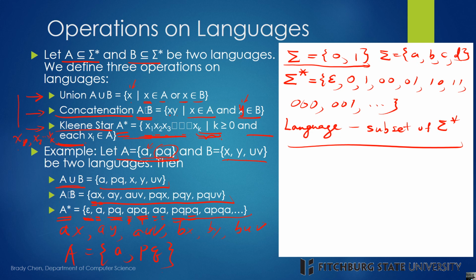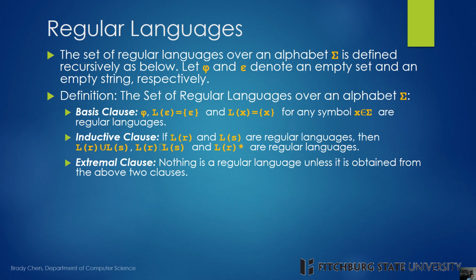So it looks like an infinite set, right? A star is an infinite set. That's a Kleene star. So let's define the regular language. What is a regular language?